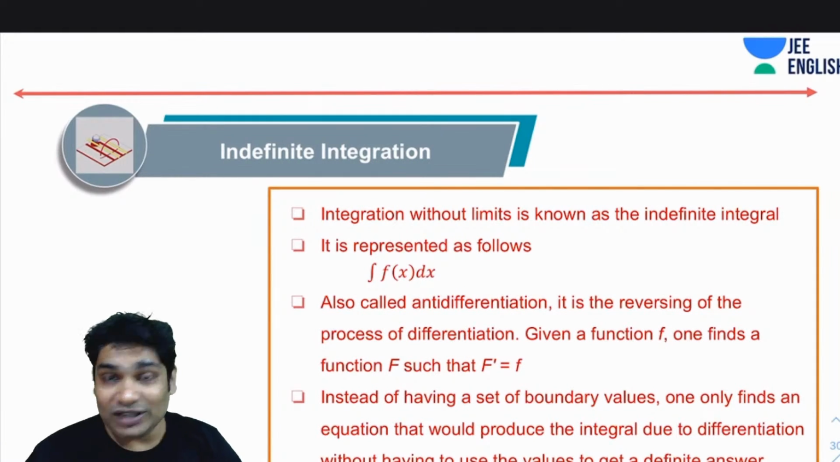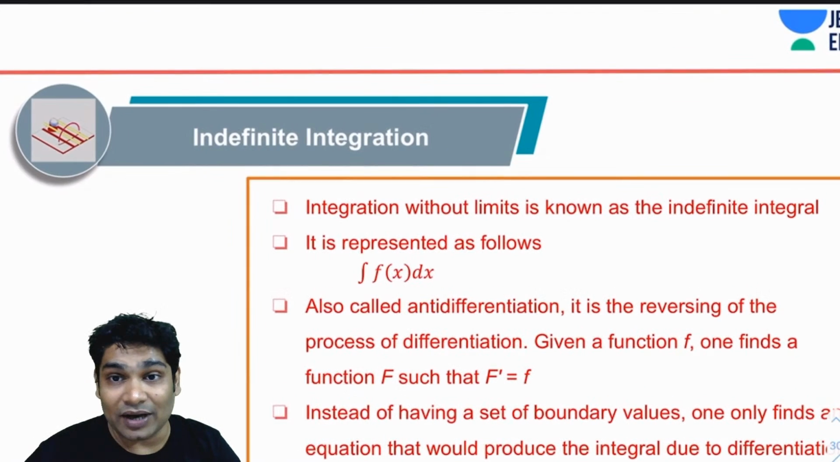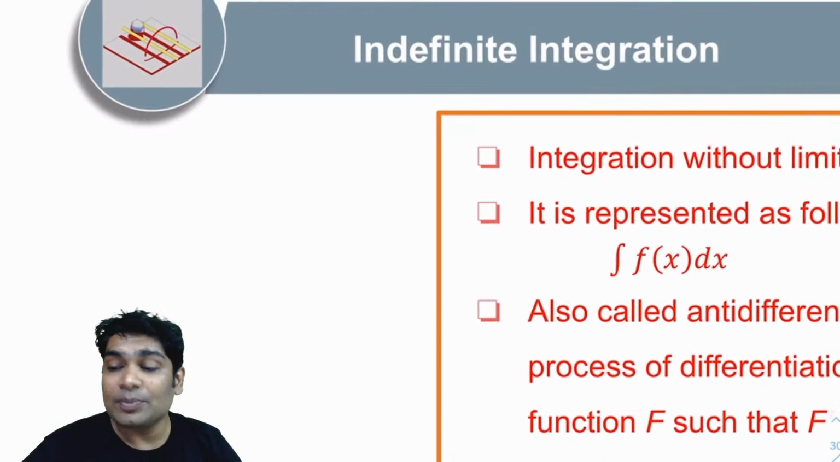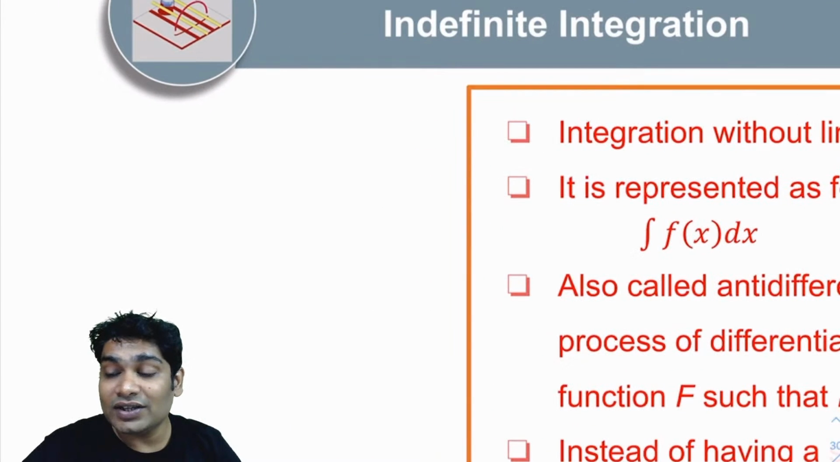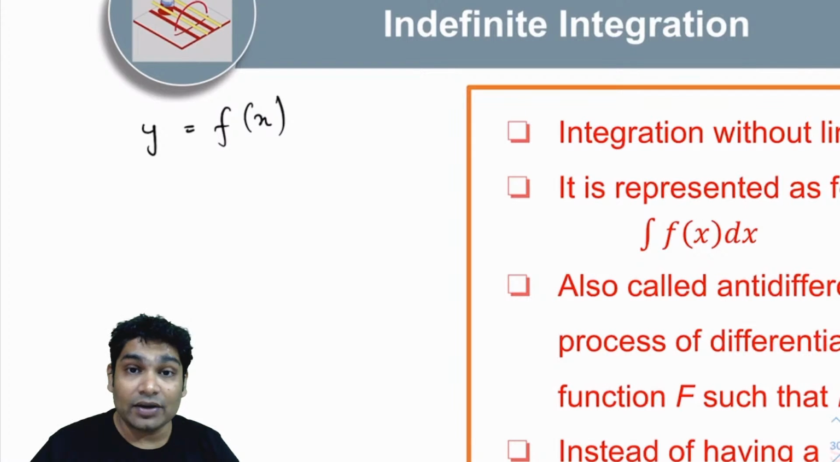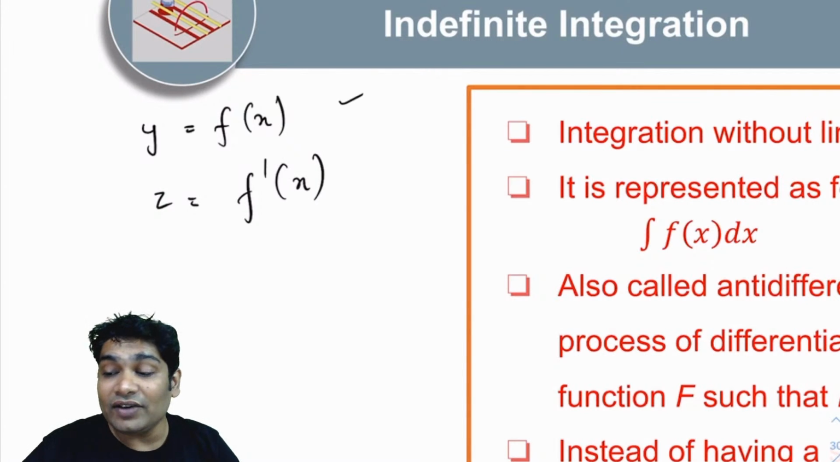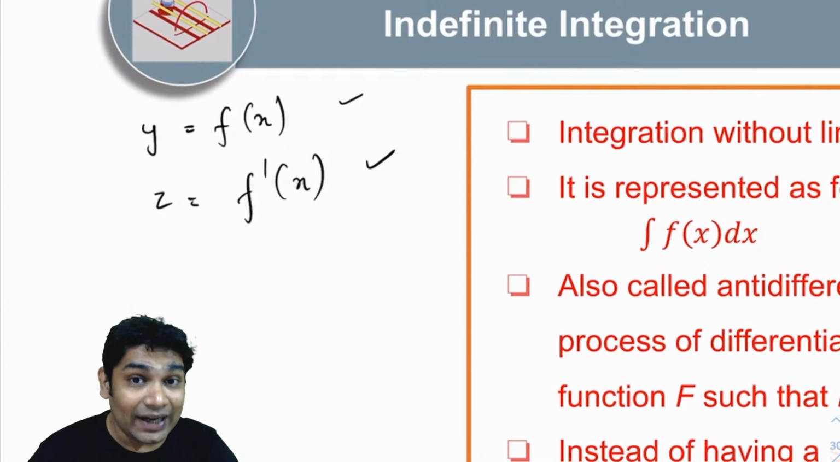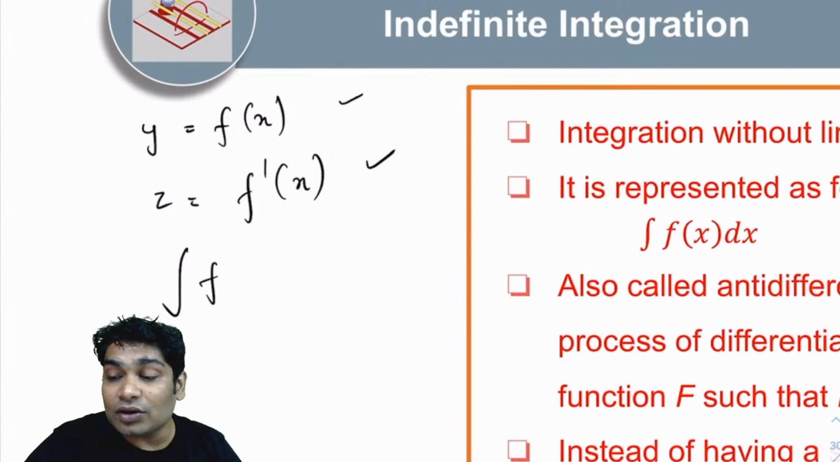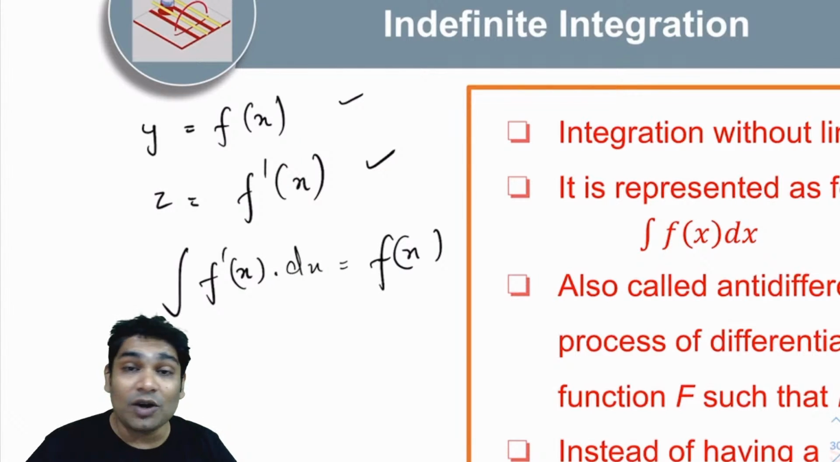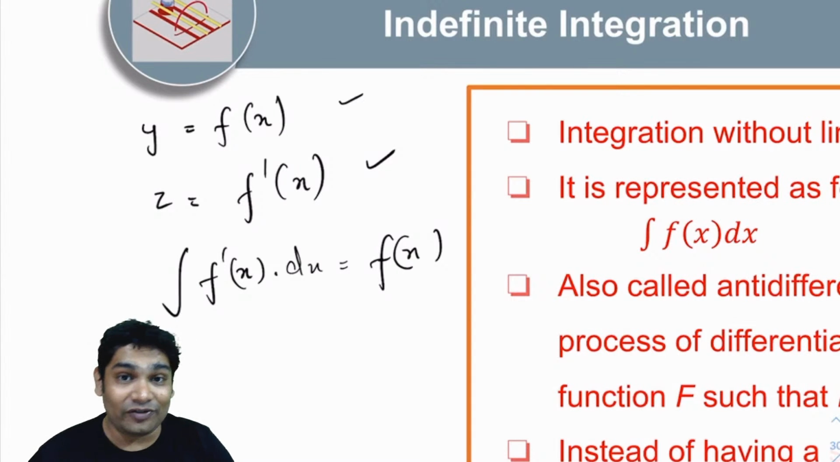Alright. So this might appear confusing right now, but let me tell you what I'm trying to say here. Suppose you have a function y as f of x. When I differentiate this, let's say I get some z, the derivative of this. So when I differentiate f(x), I get f dash x. Now when I integrate f dash x, I get f(x). That is what I'm trying to say. That integration of f dash x dx would be f of x. So it is the opposite of differentiation.